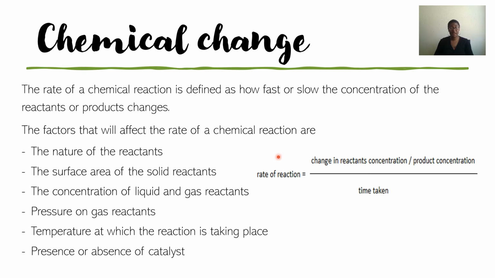There are specific factors that will affect the rate of a chemical reaction, and these factors are the nature of the reactants, the surface area of the solid reactants, the concentration of the liquid and gas reactants, the pressure on the gas reactants, the temperature at which the reaction is taking place, and the presence or the absence of a catalyst.